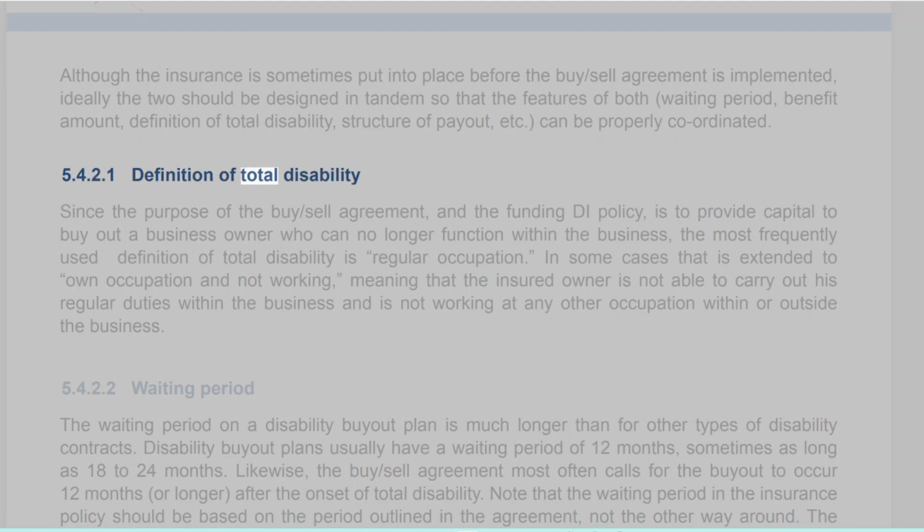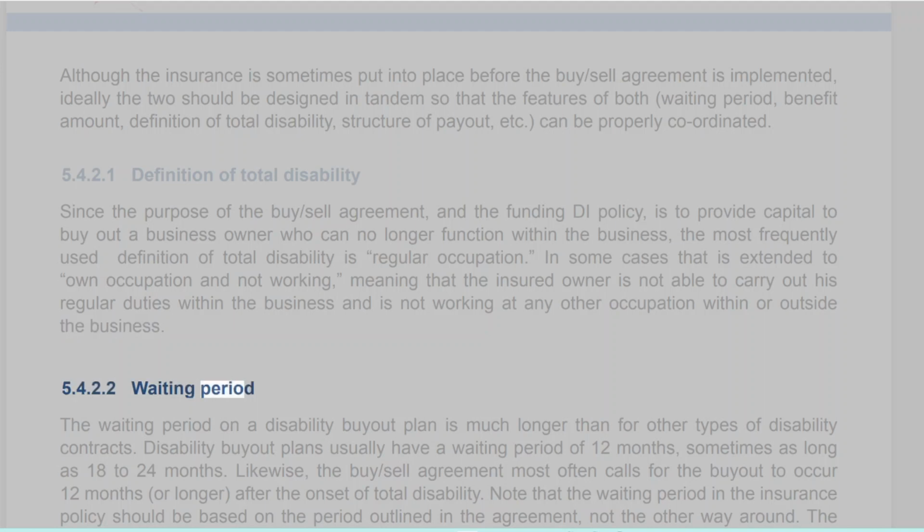5.4.2.1 Definition of total disability. Since the purpose of the buy-sell agreement and the funding DI policy is to provide capital to buy out a business owner who can no longer function within the business, the most frequently used definition of total disability is regular occupation. In some cases that is extended to own occupation and not working, meaning that the insured owner is not able to carry out his regular duties within the business and is not working at any other occupation within or outside the business.